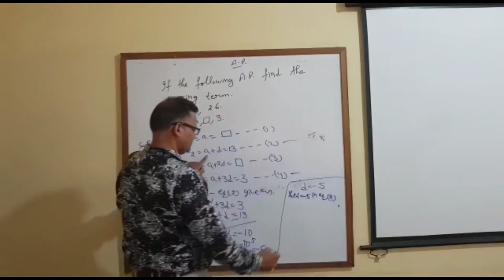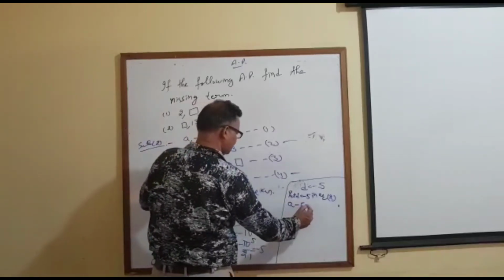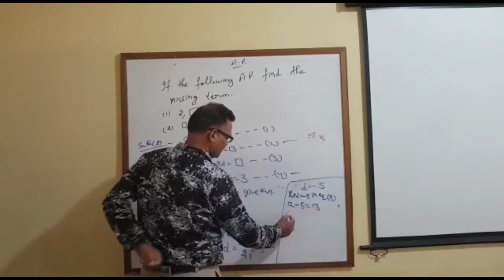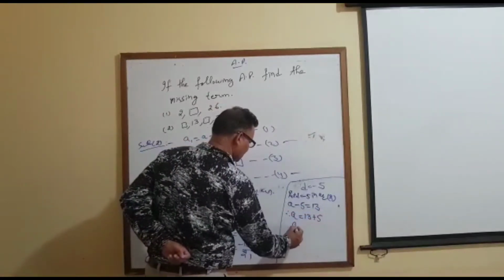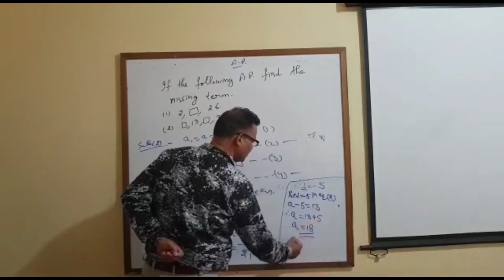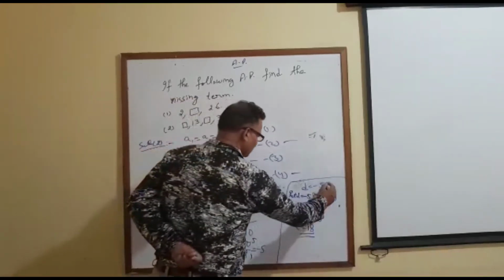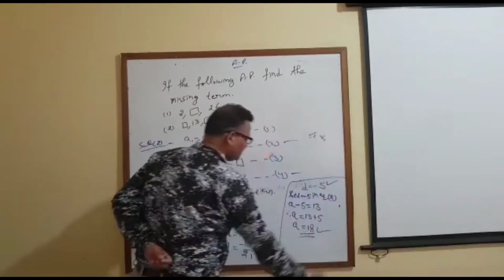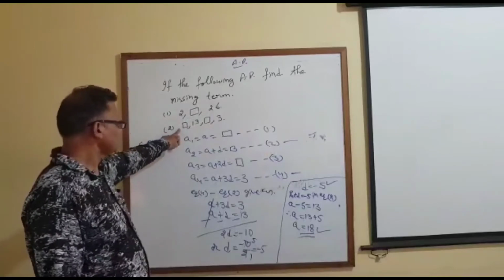What do we get? A minus 5 is equal to 13. Therefore A is equal to 13 plus 5, so A is equal to 18. Now we have the value of D and the value of A, so we can fill the blocks easily.